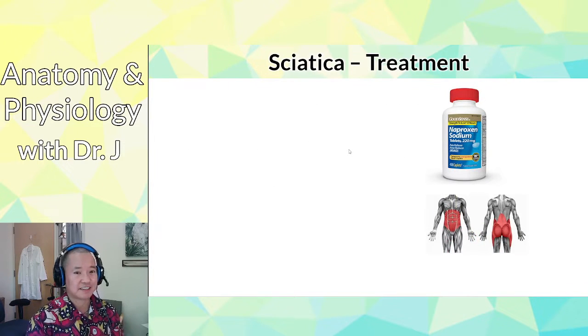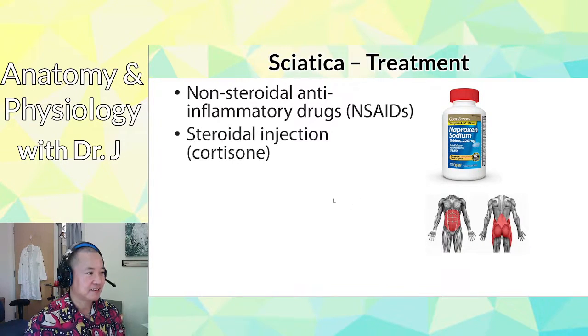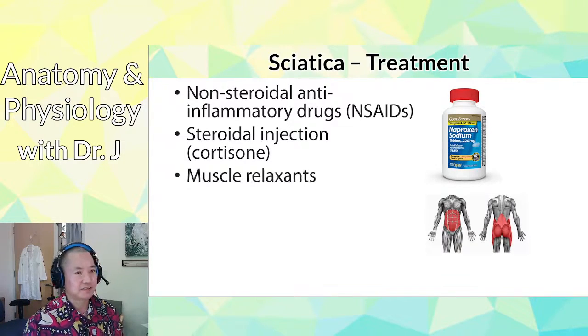So how is sciatica treated? Well, a common, safe option you can buy anywhere is NSAIDs, the non-steroidal anti-inflammatory drugs. We're just showing one example here. Or in some cases, especially if the pain is severe, they might do something like a corticosteroid injection, like cortisone, or muscle relaxants, in case there are other muscle problems, especially if piriformis syndrome and that contraction is causing it.